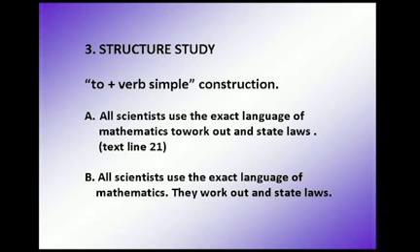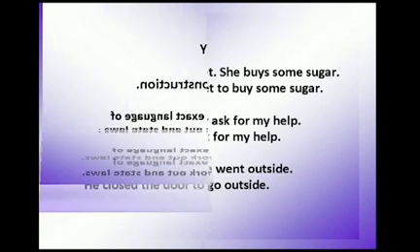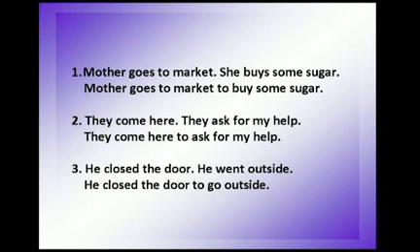These two clauses show a cause and effect relationship. Let's see example 1. The given sentence is, all scientists use the exact language of mathematics. They work out and state laws. To join these sentences, you have to change the form of the verb, present simple in the second clause, into the infinitive form. So, the correct answer is, all scientists use the exact language of mathematics to work out and state laws.